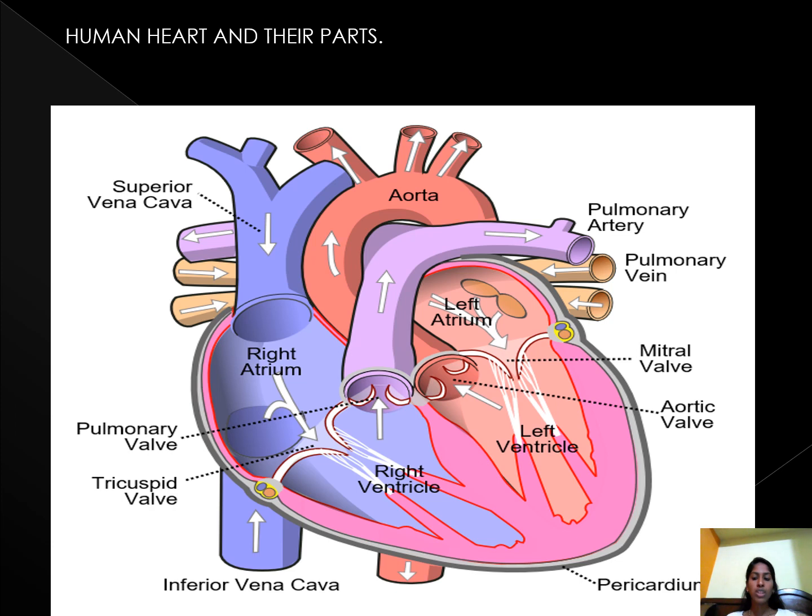Superior vena cava. It is the main vein which brings the deoxygenated blood from the upper body part and flows into the right atrium of the heart. Inferior vena cava. It is another vein bringing deoxygenated blood from the lower part of the body. It empties into the right atrium of the heart.